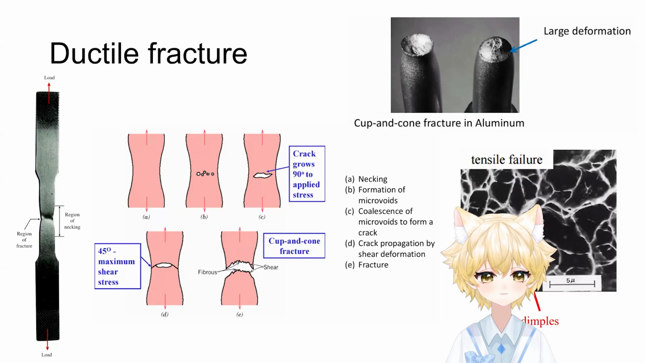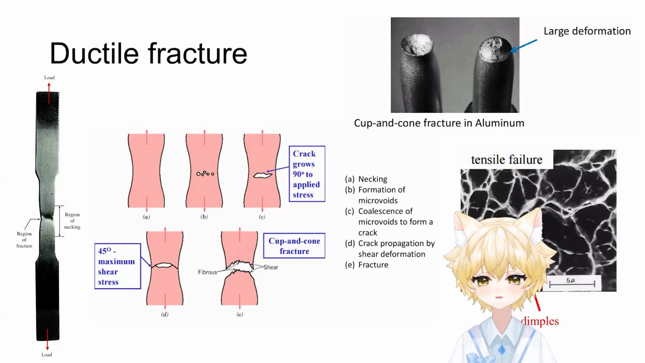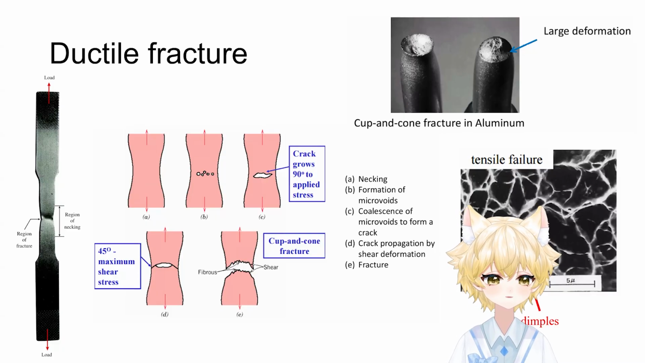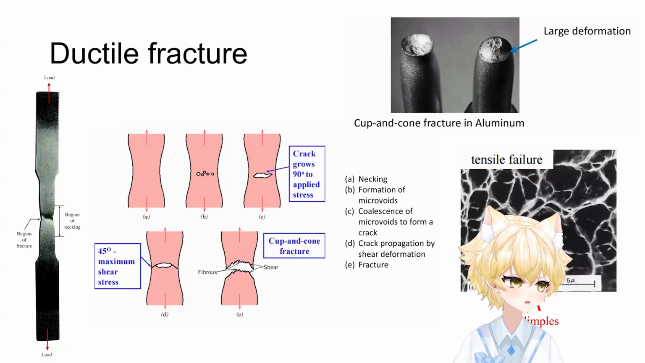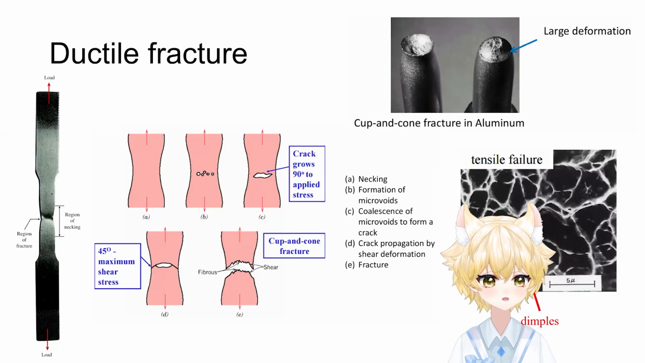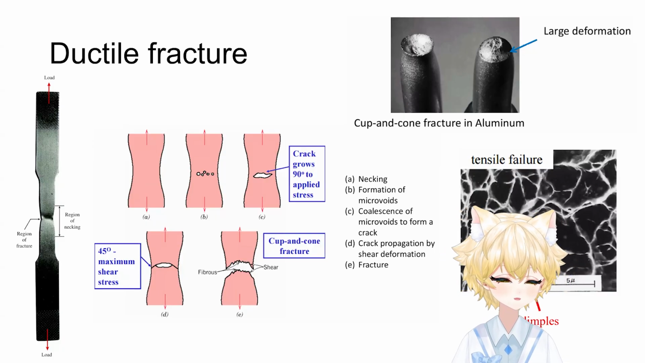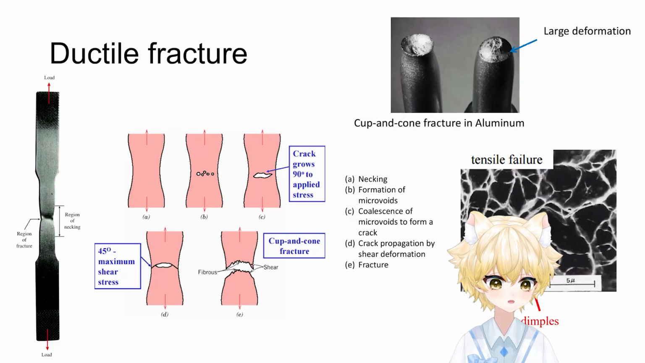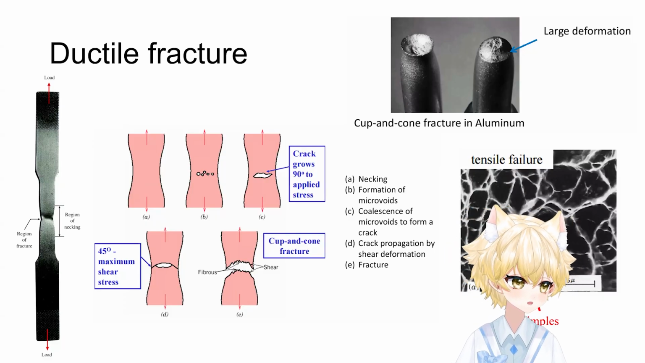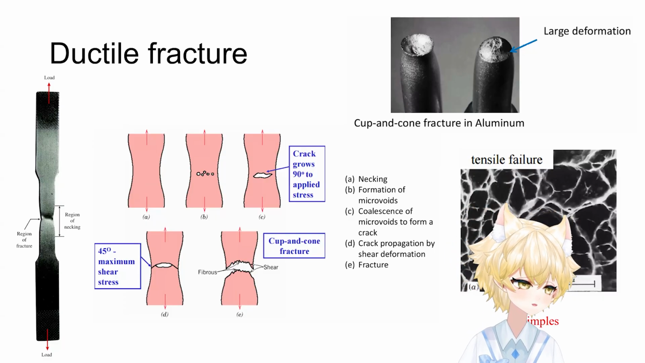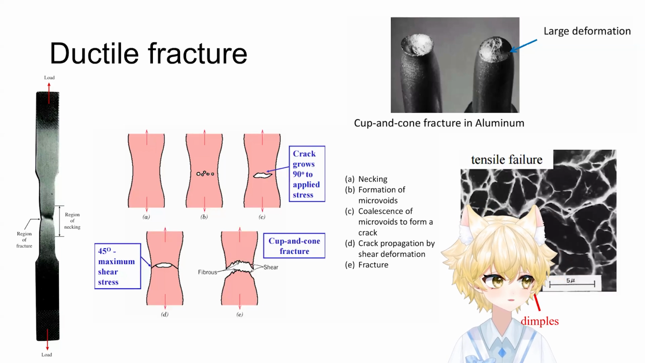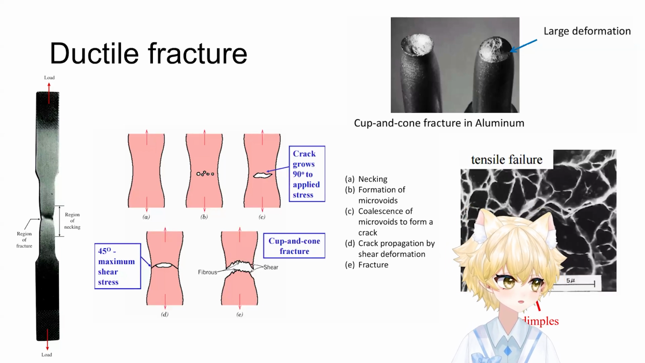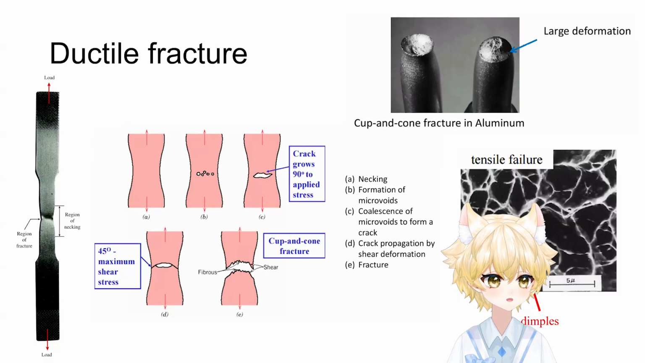If you were to put this under a microscope, you will see these little dimples where microvoids formed and coalesced as the material stretched. Basically, when you pull the material, you elongate it. First, some voids are generated, as indicated in figure B. Then the voids coalesce and form a micro crack. And then the crack extends.